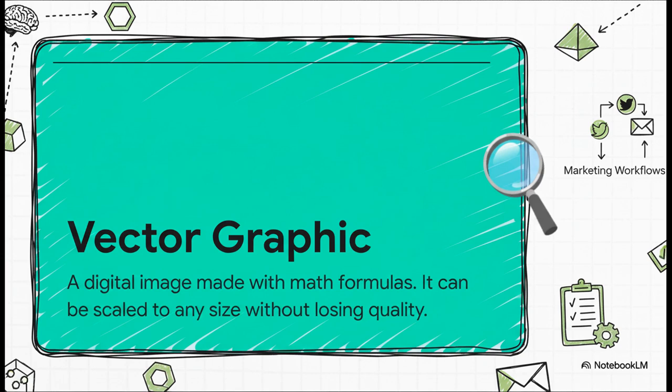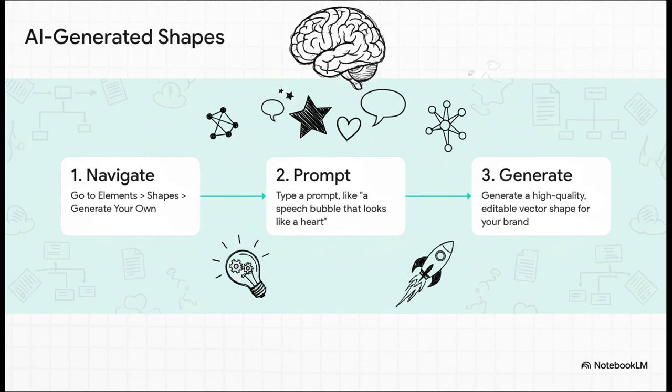Canva's AI can now create its own vector shapes. And if you're wondering why that's a big deal, think about it like this. Vectors are the secret sauce for professional logos and icons. They're built on math, not pixels, so you can scale them from a tiny icon to a giant billboard, and they stay perfectly sharp. No fuzziness, ever. And get this, it's super easy to use. You just type in what you want, like a speech bubble that looks like a heart, and bam, you get a totally unique, scalable graphic.